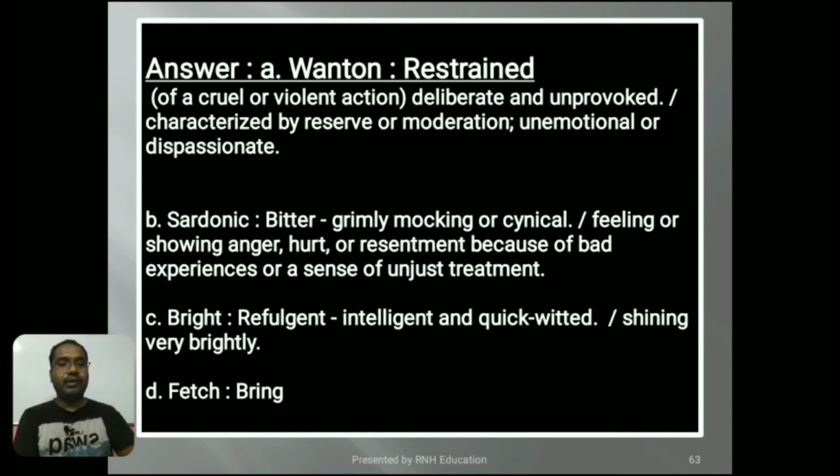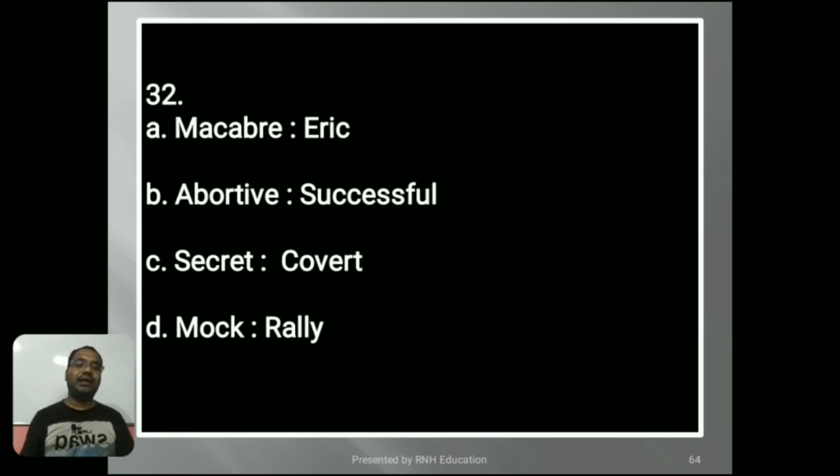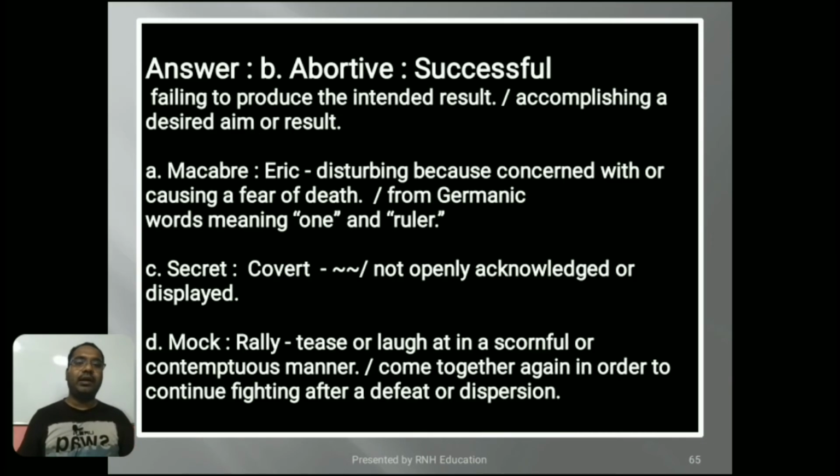Going to the next question. The sets are: A is macabre and Eric, B is abortive and successful, C is secret and covert, and D is mock and rally. Going to the answer section, the answer should be B, abortive and successful. At first, take abortive. Abortive means failing to produce the intended result. And successful means accomplishing a desired aim or result. So the right opposite words here are abortive and successful.